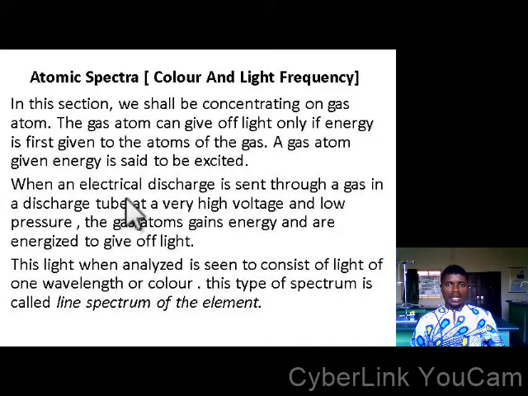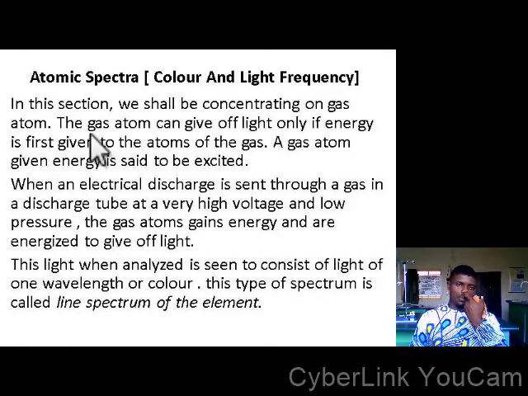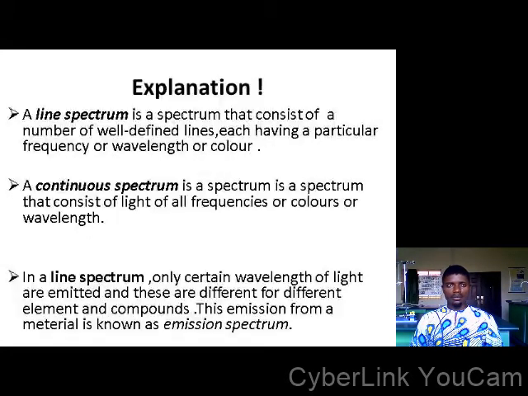When an electric discharge is sent through a gas in a discharge tube at a very high voltage and low pressure, the gas atoms absorb energy and are energized to give off light. This light, when analyzed, is seen to consist of light of particular wavelengths or colors. This type of spectrum is called line spectrum. We are just done explaining what line spectrum is here.